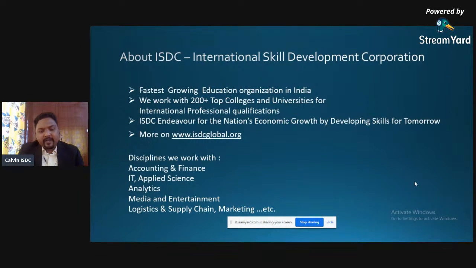The moment you complete a professional qualification with ISDC, you would be employable across the globe, not only in India, almost around 100 plus countries across the globe. You can apply for a job. So these are certain disciplines that we work with. We work with accounting and finance, we work with IT, applied science, we work with analytics, we work with media and entertainment, logistics and supply chain.